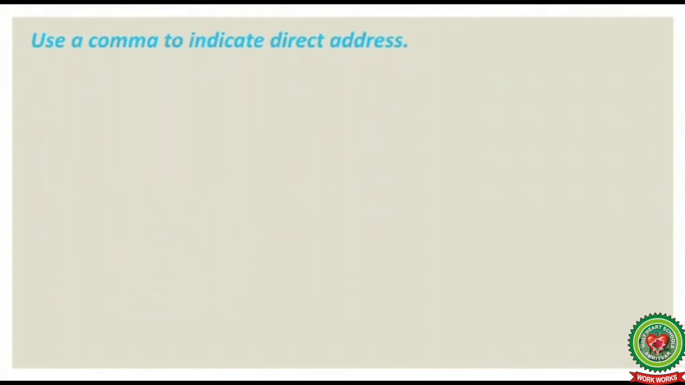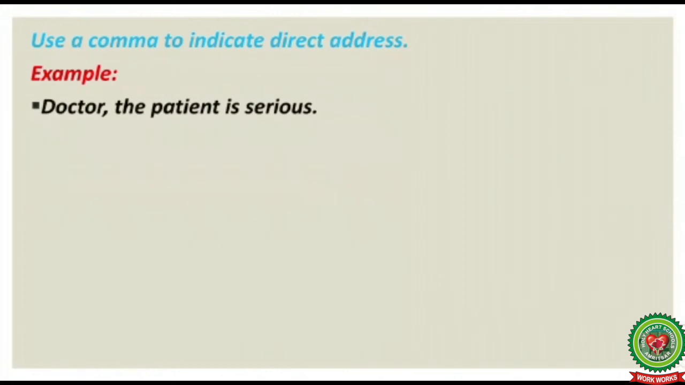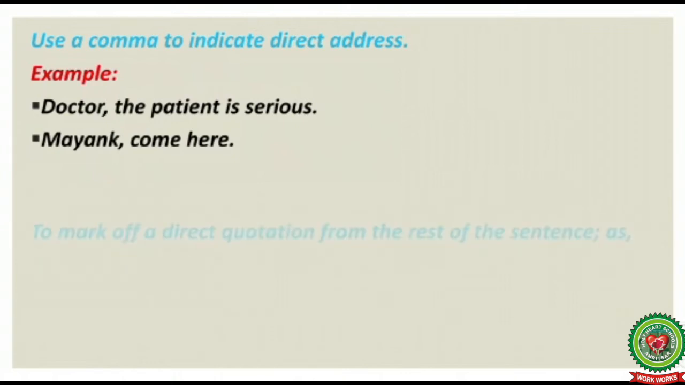Use a comma to indicate direct address. Example: Doctor, the patient is serious. Here in this statement, we are directly addressing the doctor. So the word doctor is followed by a comma. Mayank, come here. Similarly, Mayank is directly addressed, so it is followed by a comma.